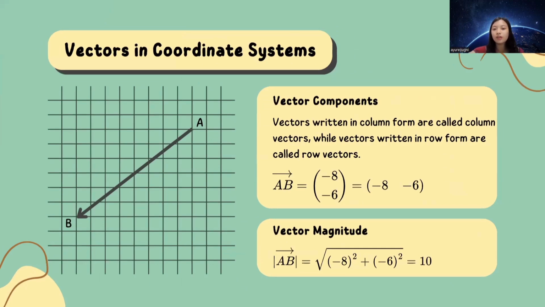Now we move to vectors in the coordinate system. A vector can be written using coordinates, for example, as a column vector or a row vector. Vectors also have components, usually the x component and y component. To find the magnitude of a vector, we use the Pythagorean theorem. This formula helps us calculate the length of the vector. We still remember the Pythagorean theorem.